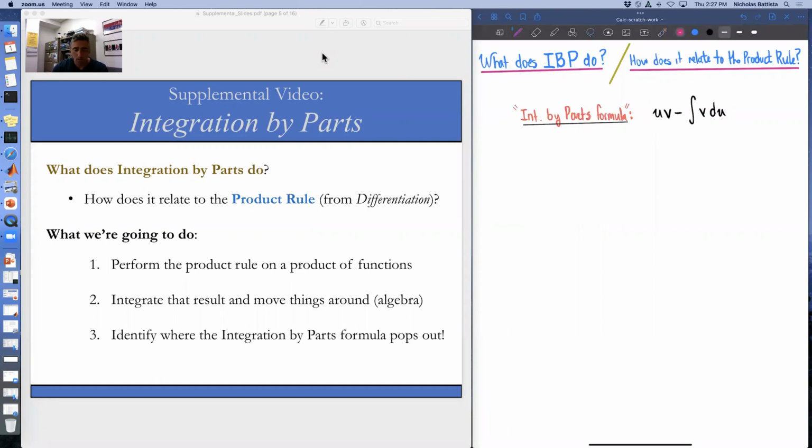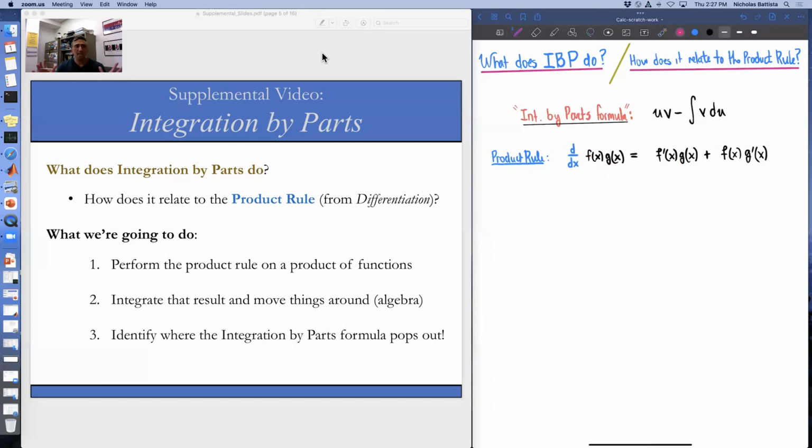And to do this, we're going to start off by differentiating a product of functions. So if we take two general functions, say f and g, and we multiply them together, take their derivative, we use the product rule, and we get that's equal to the derivative of f times g plus f times the derivative of g itself. So we get f prime g plus f g prime, essentially.